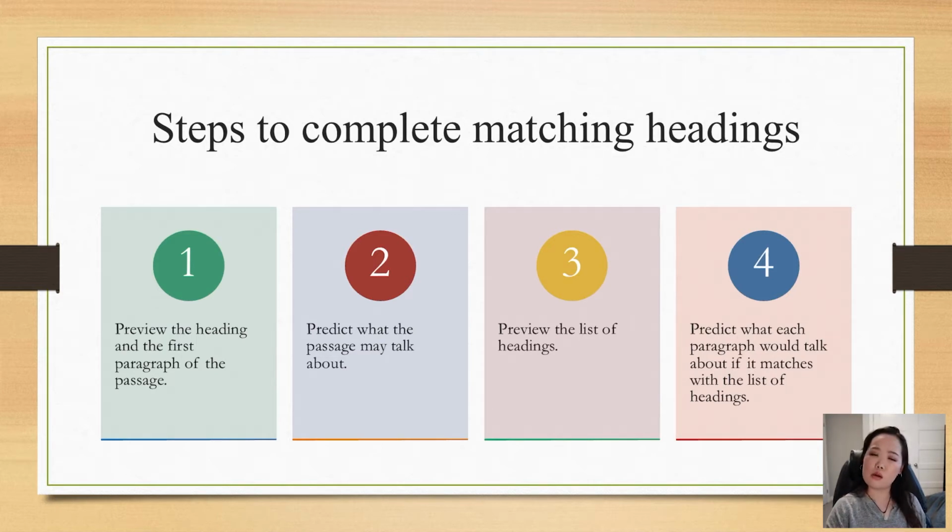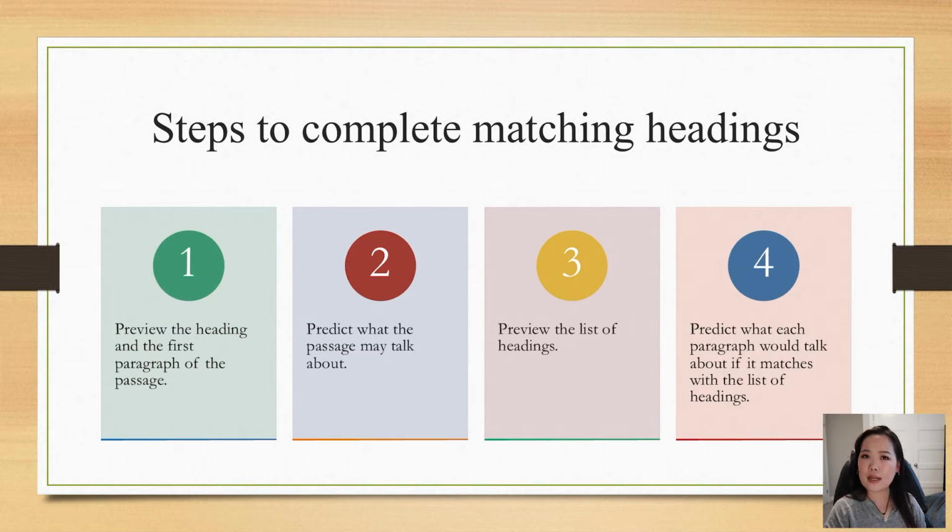The second step, obviously, is to predict what the passage is talking about. The first step and the second step usually are integrated together. Most of the time when students read the passage, they do these 2 steps at the same time. The third step is to read the list of headings before you read the passage. And the fourth step is to predict what each paragraph would be talking about if it matches with certain headings. The third step and the fourth step usually happen at the same time when you're reading the list of headings.